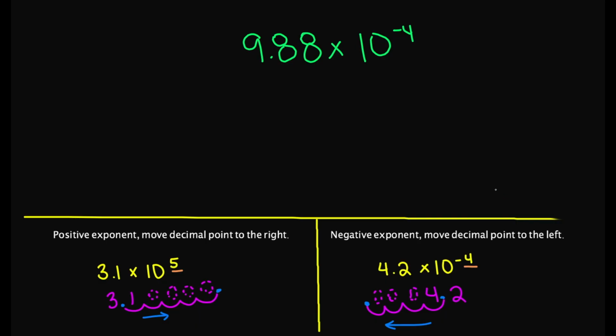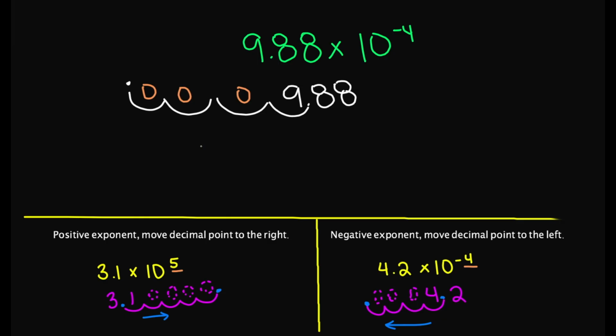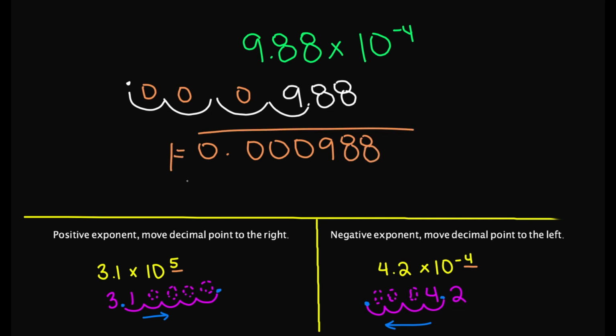9.88 times 10 to the -4th power. Negative exponent, move to the left. So we have 9.88. So I'm going to move my decimal 4 places to the left. So we have 1, 2, 3, 4. My new decimal point is going to be here. And I'm going to fill in my zeros here. So we have 0.000988. And this is your final answer here.